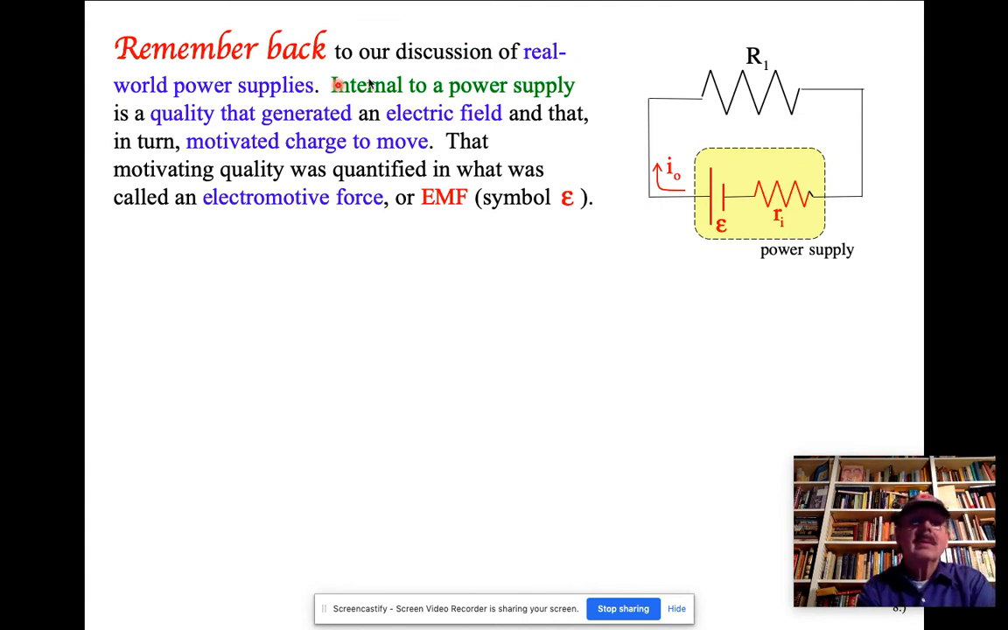And so this slide is just reminding you of where you have run into this idea of an EMF before. If you think about real world batteries, they have internal resistance. They also have this part of the battery that generates an electric field that motivates charge to flow. We quantified that with what we called an electromotive force, an EMF. Okay?